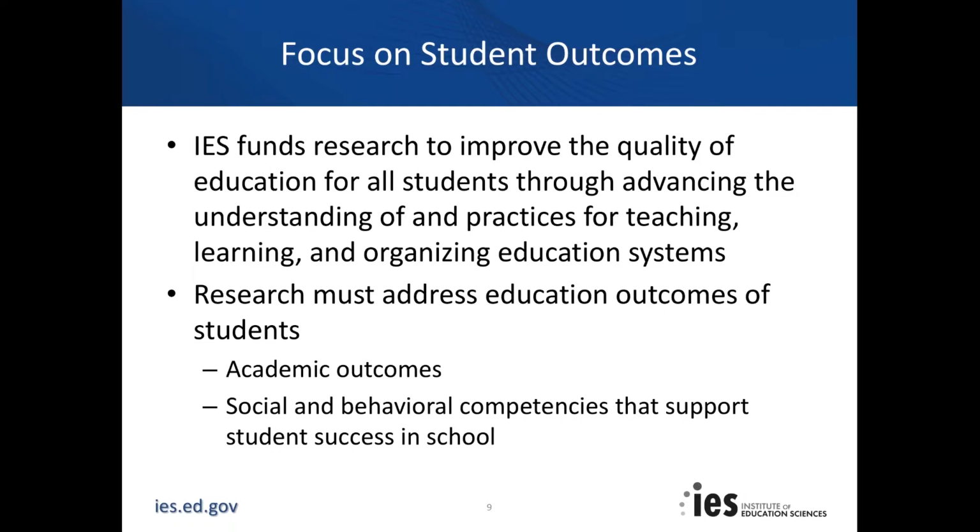Social and behavioral outcomes can include, for example, social skills such as responsibility and cooperation, learning strategies such as goal setting, self-regulated learning, attitudes, for example, motivation or academic self-concept, and other behaviors such as attendance and discipline.